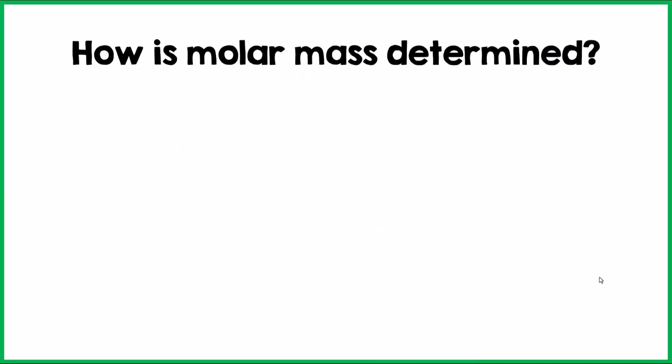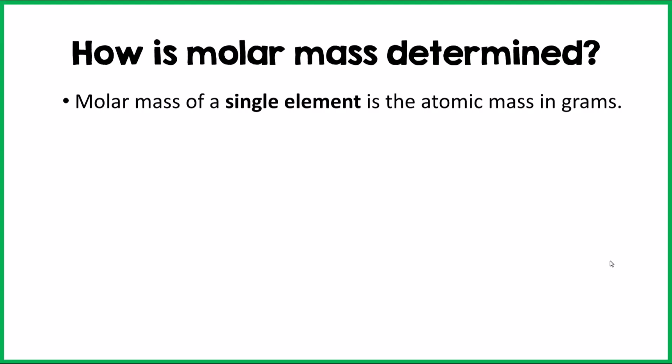So how is molar mass determined? Well, the molar mass of a single element is the atomic mass in grams, as I just said. So you just read that off the periodic table. The molar mass of carbon is 12.01. And any other element that you're reading off the periodic table, the atomic mass is going to be listed for you directly on the periodic table.